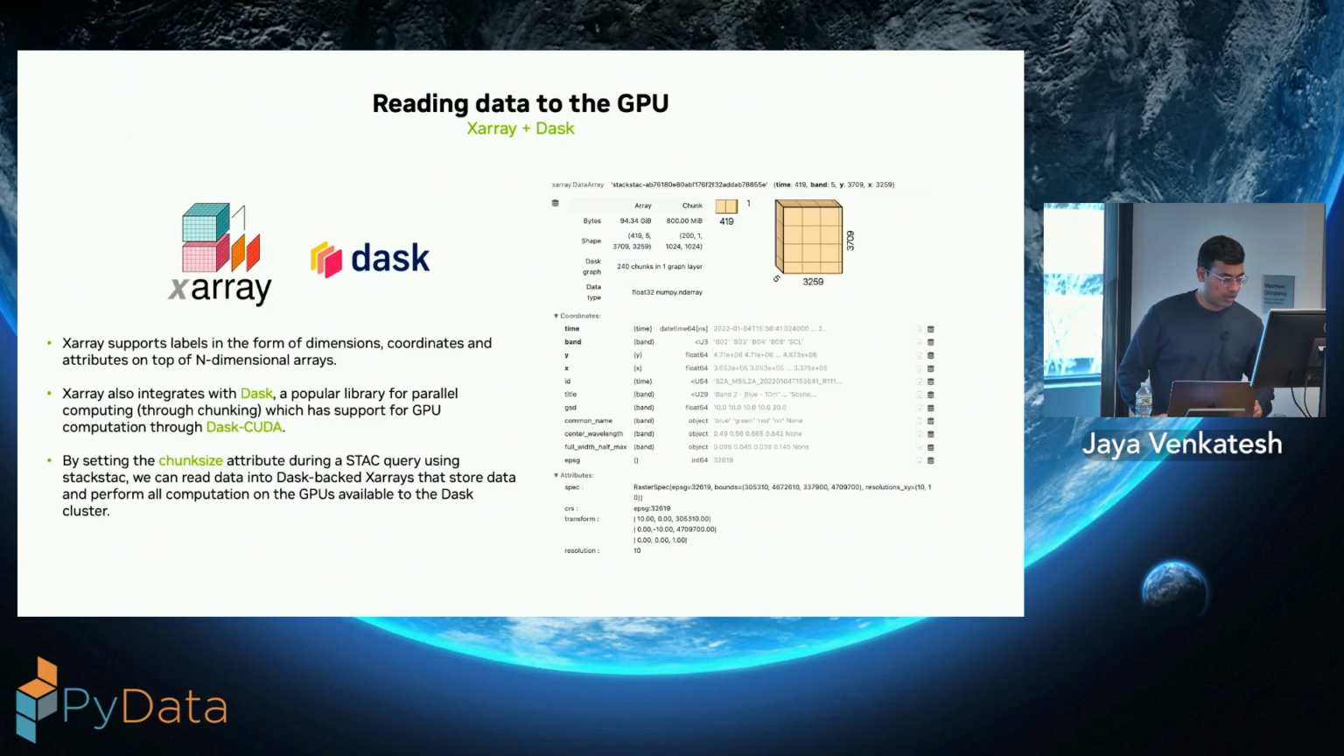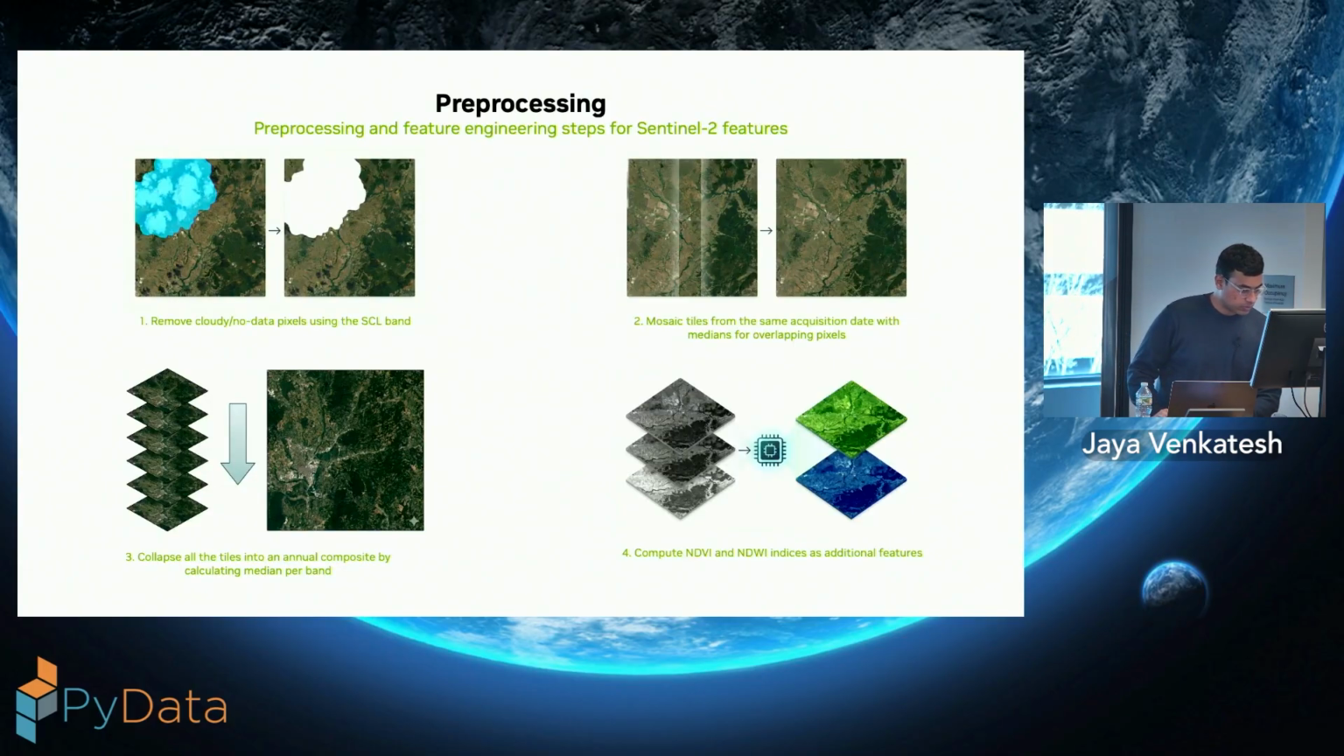If you look at the image here, you can see that the size of all the tiles which we downloaded from Planetary Computer was around 94.34 GB on the top there. And each chunk, because we used Dask and divided all of this into chunks, was around 800 MB. And we had around 240 chunks for all of this data to get divided into. So this was the pre-processing pipeline for the features themselves.